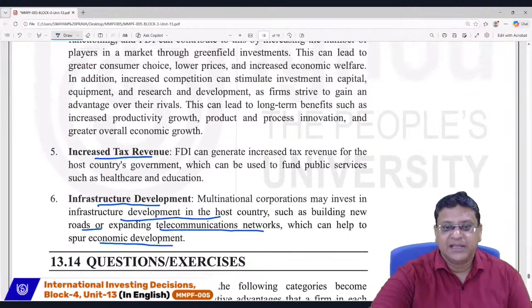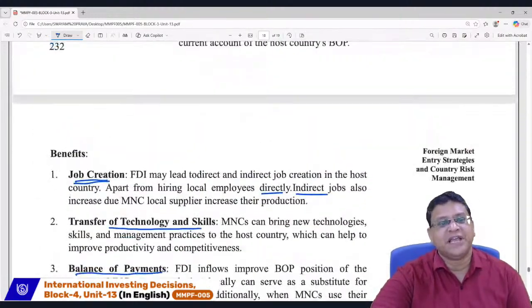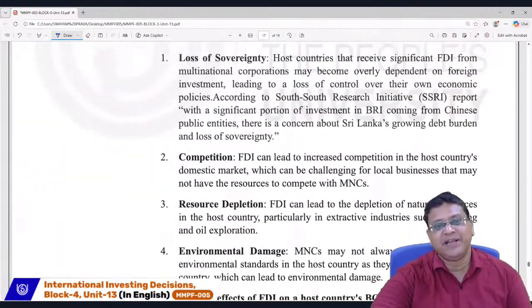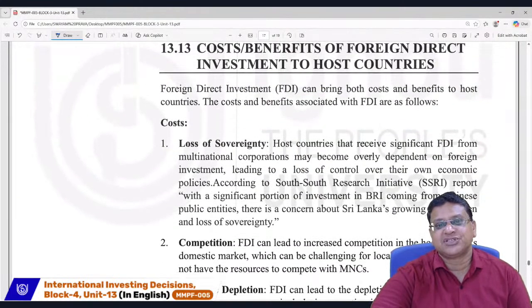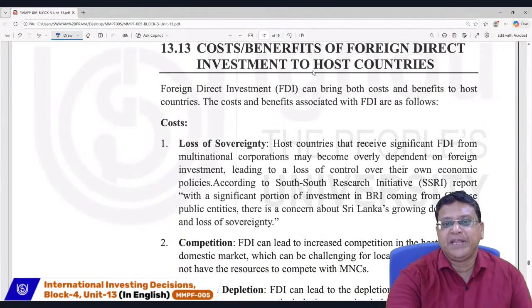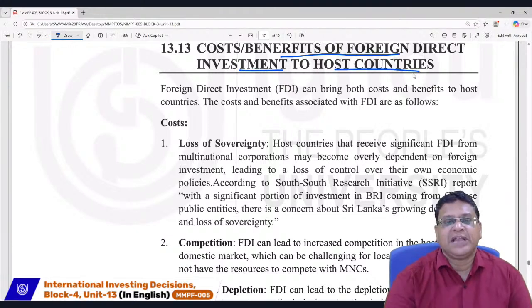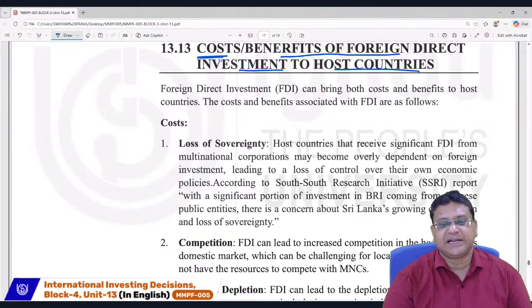Next, what are the costs of FDI? What are the costs, the demerits of FDI? Now, FDI has some costs and benefits. So we have already discussed the benefits of foreign direct investment to the host country. Now we will discuss what are the costs of foreign direct investment to the host country.